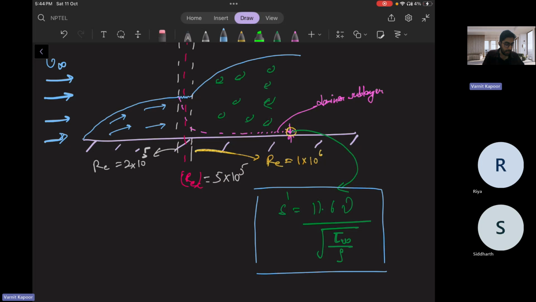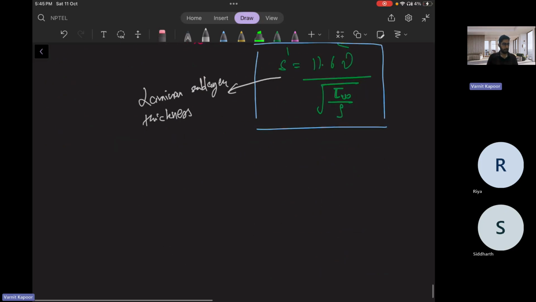And this is your laminar sublayer thickness expression. Okay. All right.